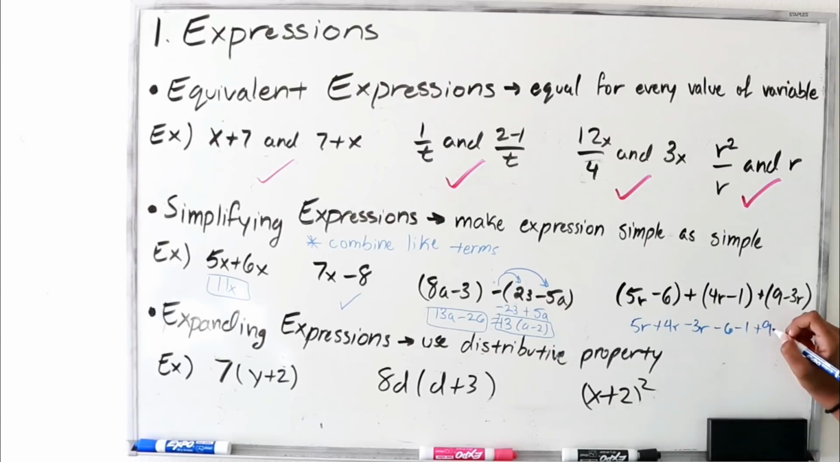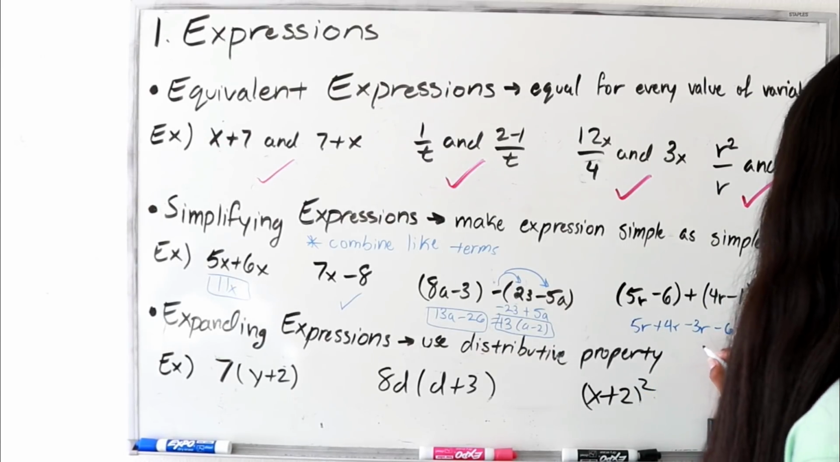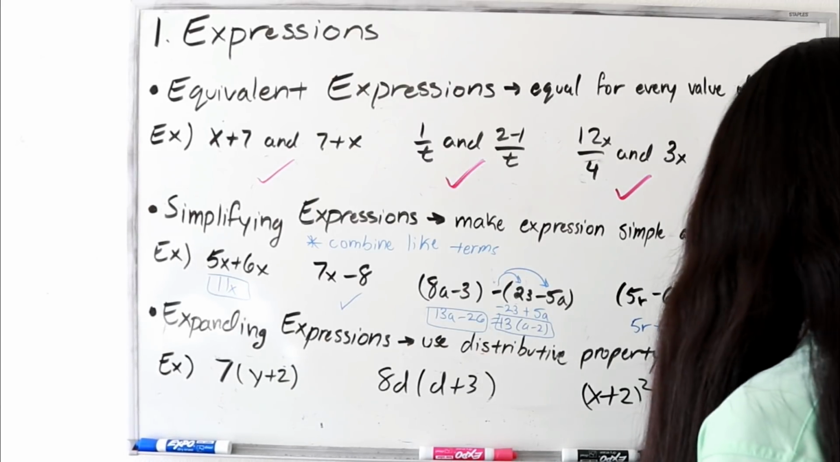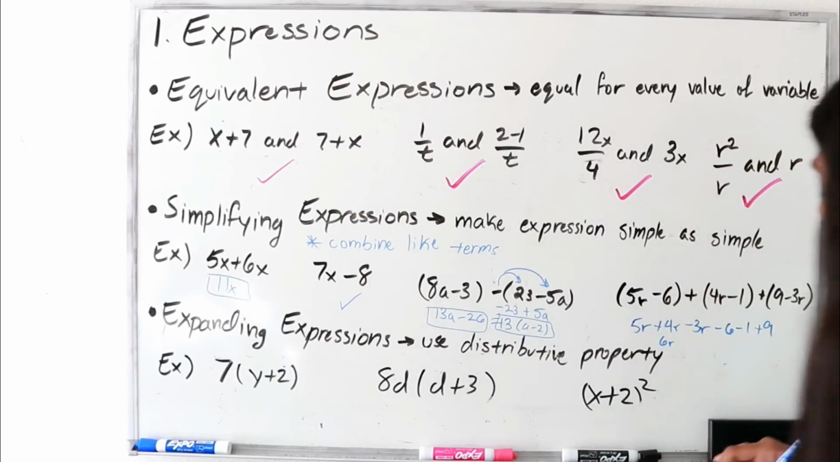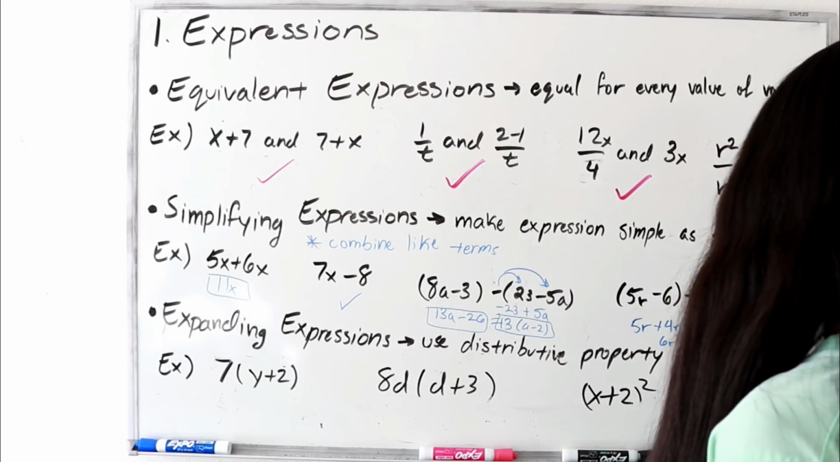And what does that equal? Well, first let's combine the like terms. 5r plus 4r minus 3r, what does that equal? 6r. And then, it equals 6r. And then what you're going to do is look at the negative 6 minus 1 plus 9. And what does that equal?